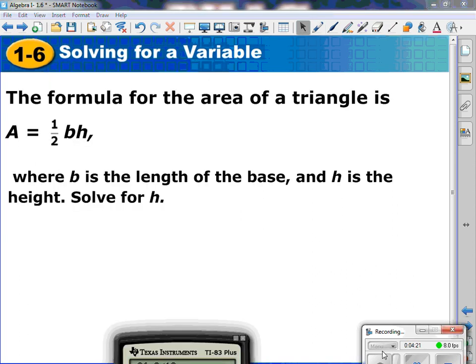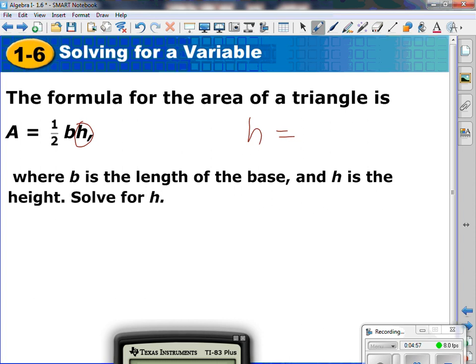Like this problem here. The formula for the area of a triangle is A equals 1/2 BH. B is the base, H is the height. Solve for H. I'm not giving you any other numbers. You just have to solve for H. What variable am I solving for? H. So I'm going to circle my H. I need to get H equals. That needs to be my final answer. What's happening to my H?